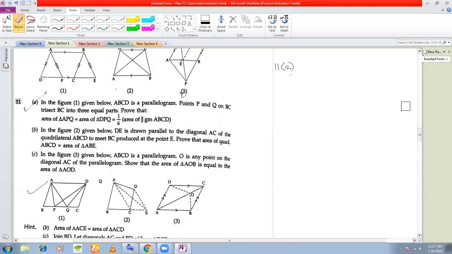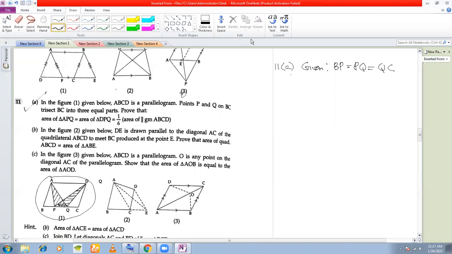Okay. So once we know the meaning of bisect and trisect, BP must be equal to PQ must be equal to QC. So let's write this here. Given: BP is equal to PQ is equal to QC. You need to prove that area of triangle APQ, this triangle, plus area of triangle DPQ, this triangle, the sum of the areas of these two triangles is equal to 1/6 area of the entire parallelogram.